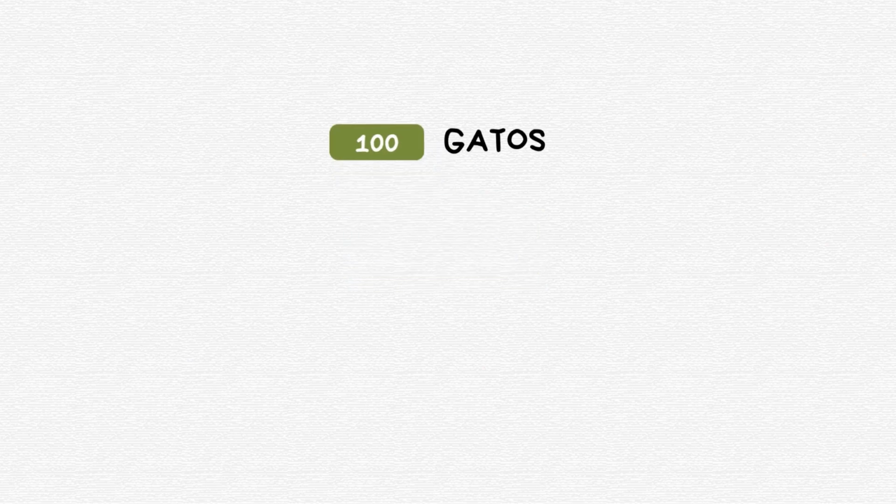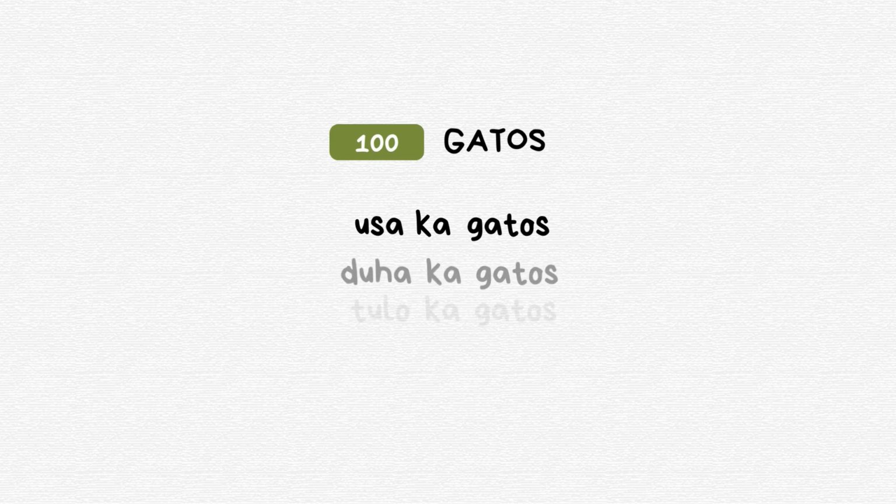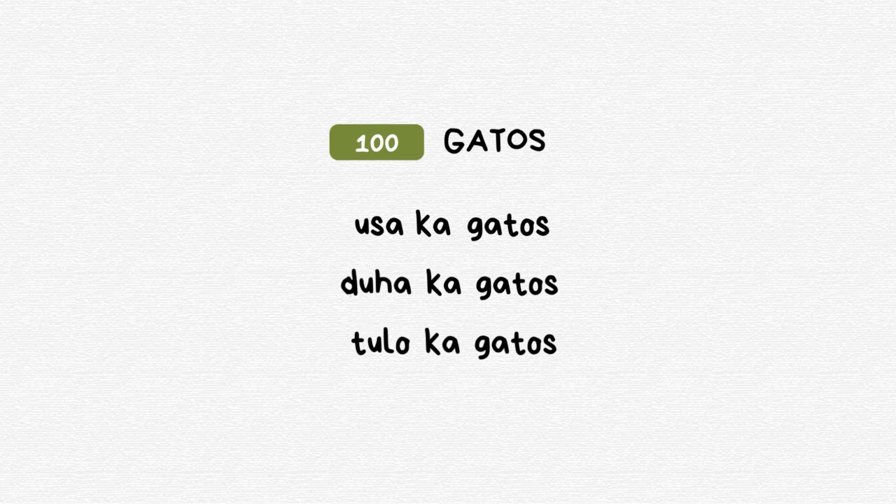And for 100, you'd use the word gatos. So for example, 100. 1 is usa, then you add ka, and then the gatos. Usa ka gatos. Then you can do the same for 200, duha ka gatos, tulo ka gatos, and so on.